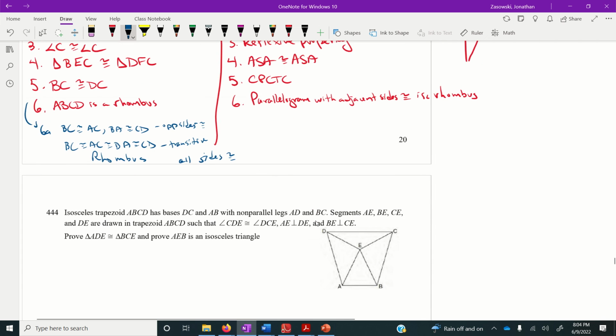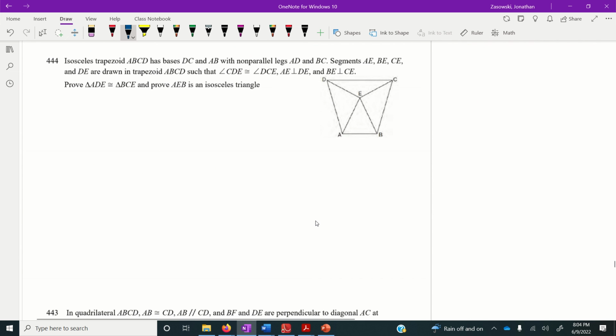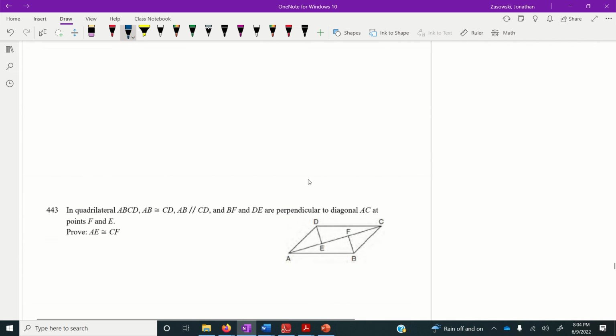So whichever way you wanted to do, this is a couple extra steps, but that is also an option. All right. Try these two on your own, and then we'll go through these tomorrow as well.